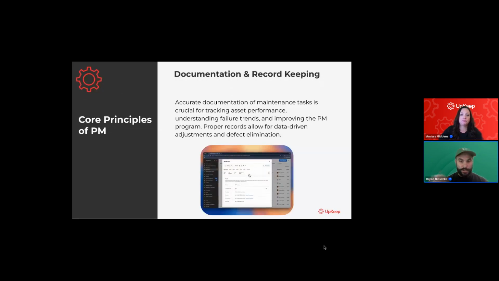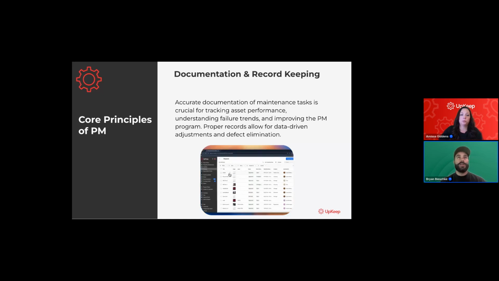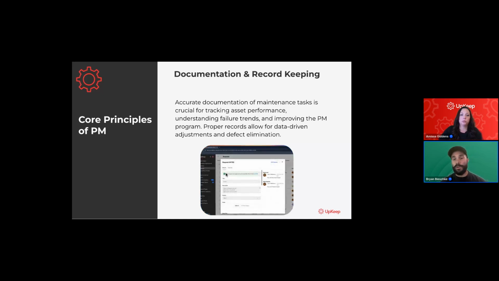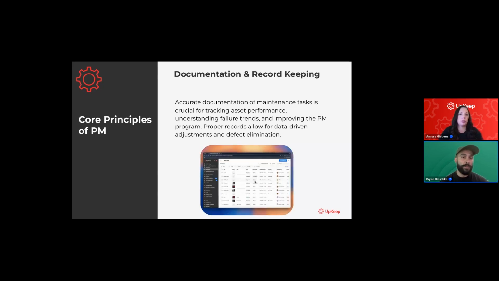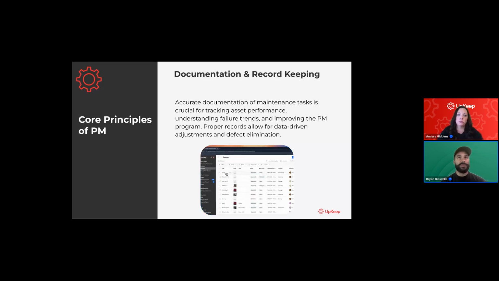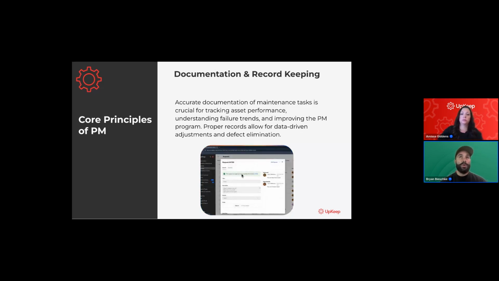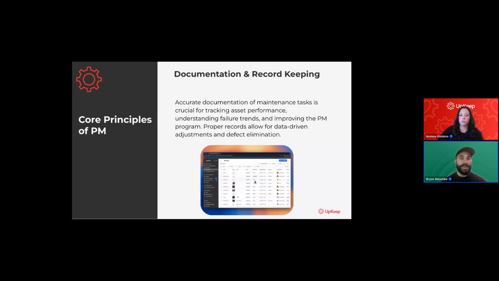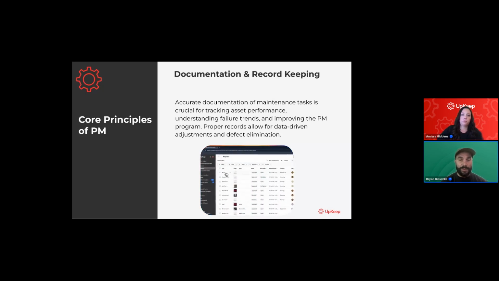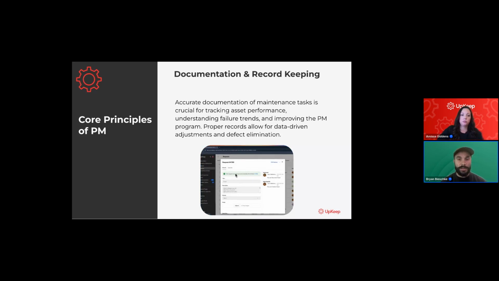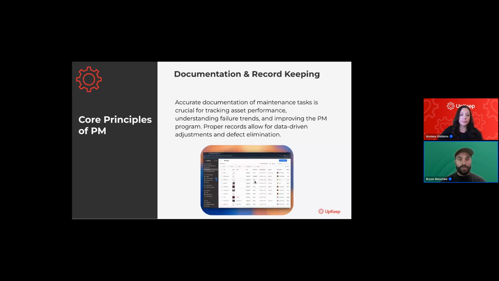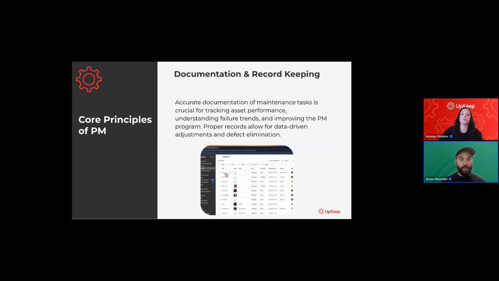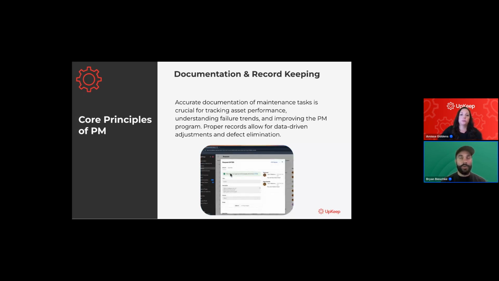Documentation and record keeping, of course, this goes without saying, right? We want to make sure that we track all of our critical stuff, all of our crucial stuff. We know the performance, we understand the failure trends, and we want to improve the overall PM program by leveraging all that information. So we want records to allow us to drive data-driven adjustments and defect elimination. PM, you should just think about preventive maintenance and defect elimination being synonymous, right? Yes, they are different things, but when leveraging defect elimination tools within your preventive maintenance program, you are more likely to get ahead and do the right work.